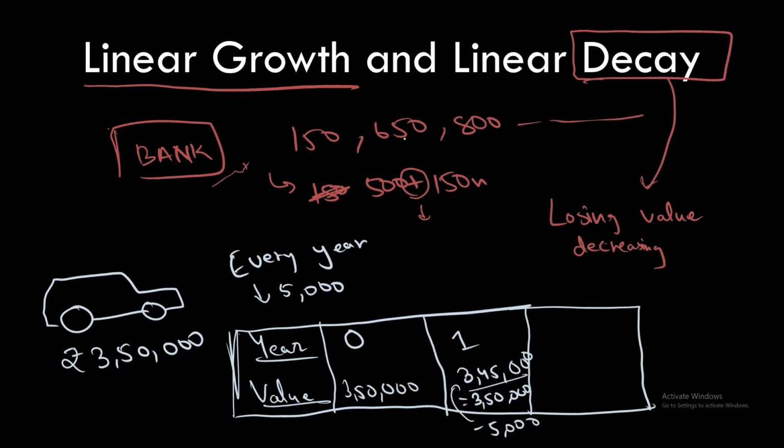So we can see that its value is slowly starting to decrease, and similarly in the second year we see that it is going to become 3.4 lakhs. So it lost its value. So this is basically linear decay. It's linear because it loses its value constantly, 5,000 rupees every year.